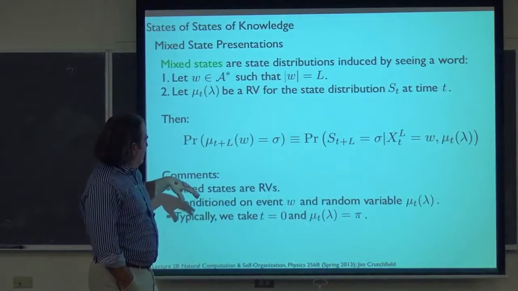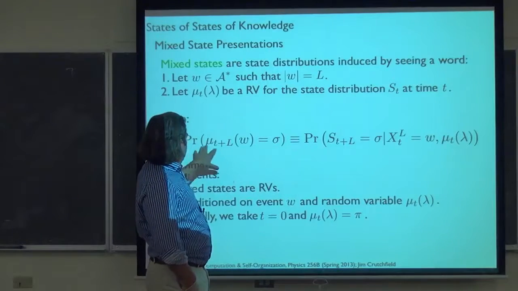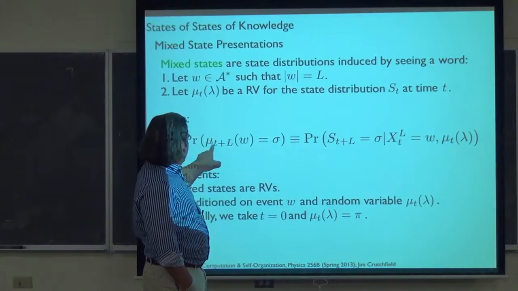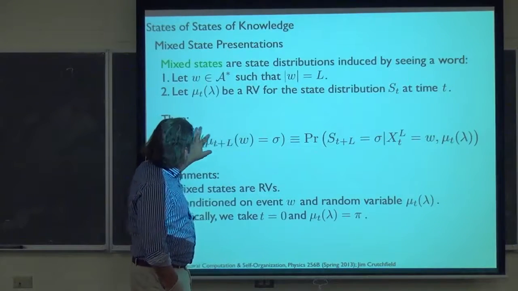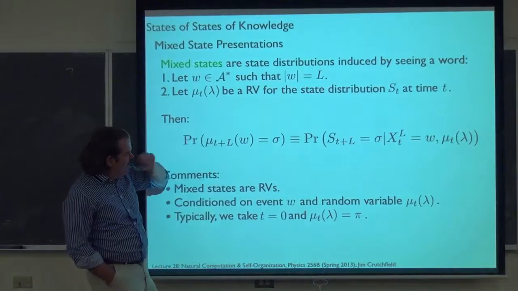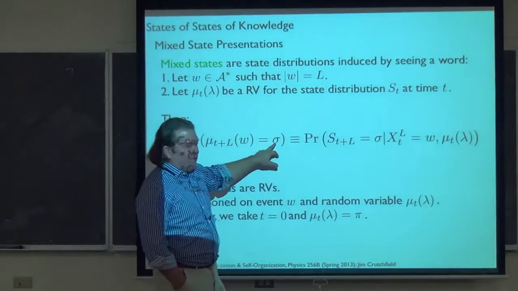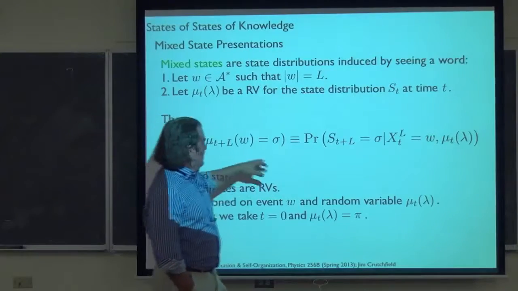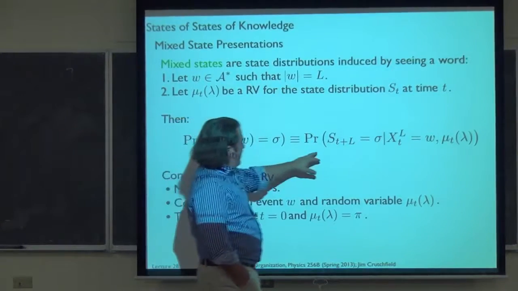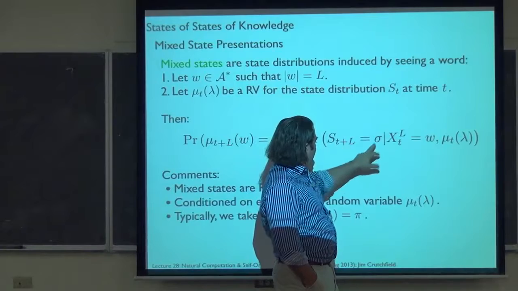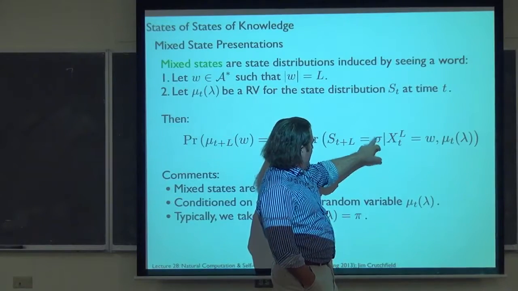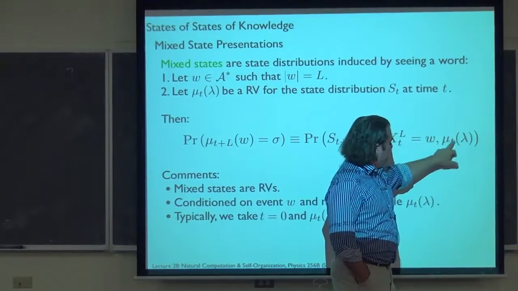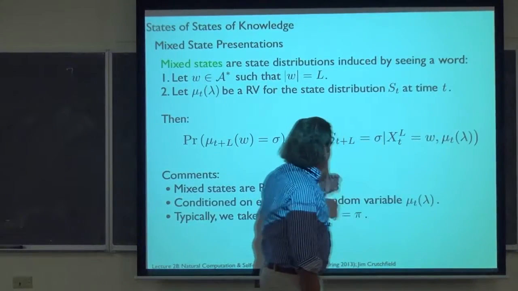So what does this mean? Well, it's a slightly confusing notation. Thinking of the mixed state as a random variable, what's the probability that it is one or the other of the given presentation states that we're starting with? Just simply giving the interpretation, it's the probability of being in states, the state distribution, having seen the word and having started with a given state distribution.